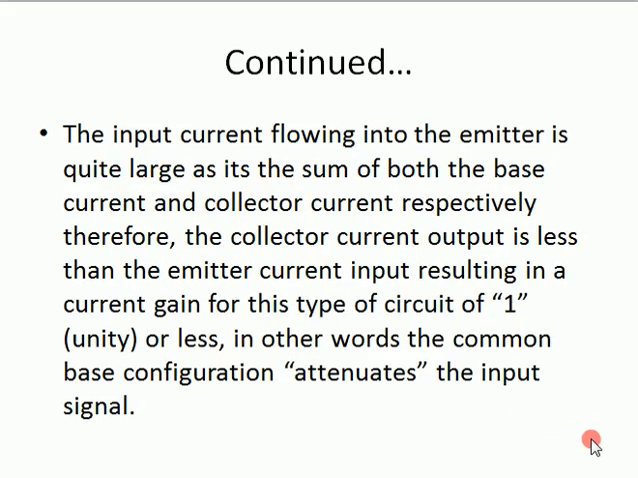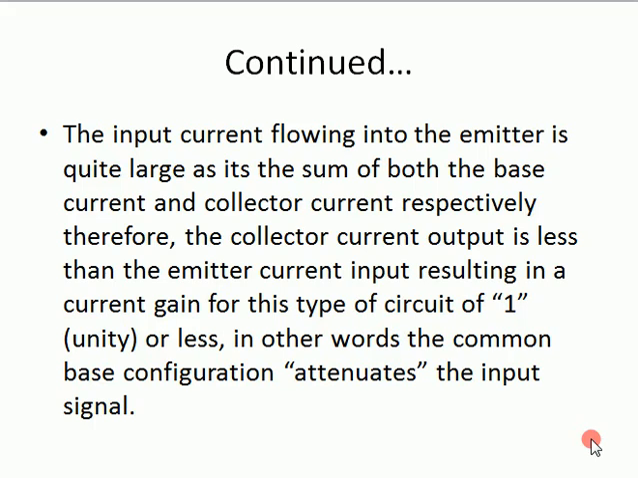As we discussed in the last lecture, the working of an emitter is to provide the charges. If there is a large amount of charge, then a large amount of current is flowing in the emitter, and that emitter current is the sum of the base current as well as the collector current. So the emitter current is providing the current to the base as well as to the collector. The input current flowing into the emitter is quite large, as it's the sum of both the base current and the collector current.